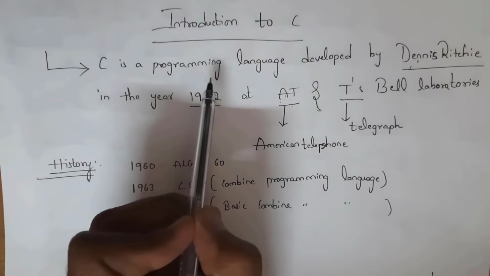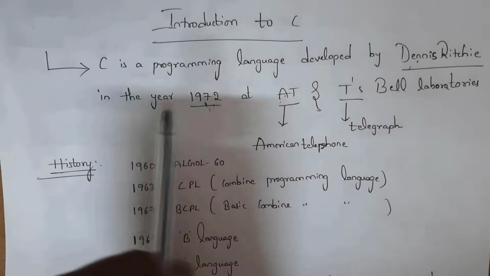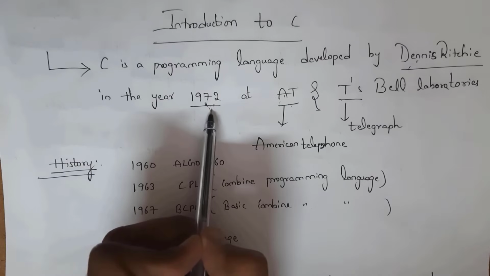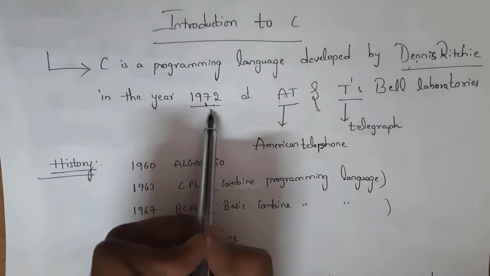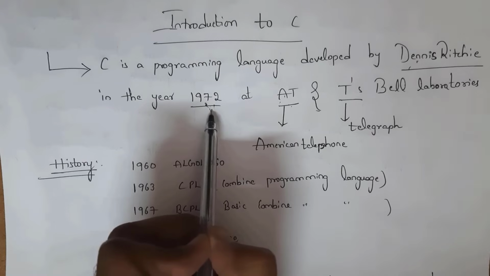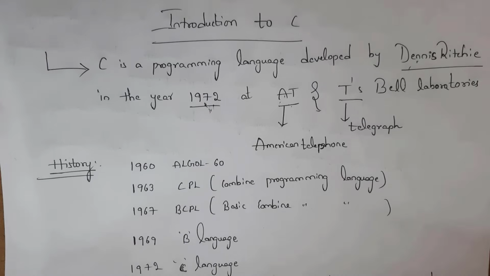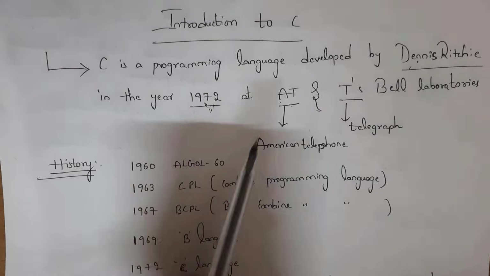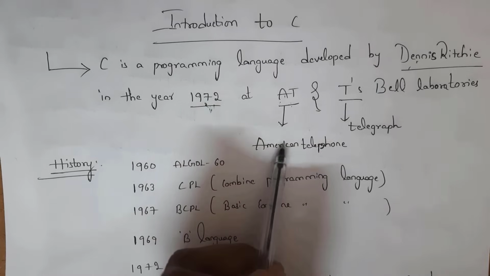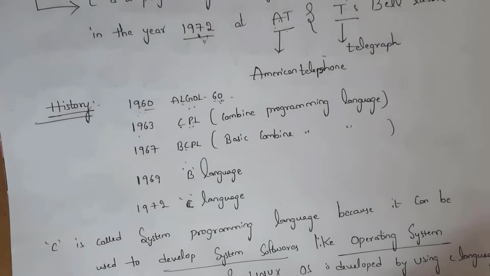C is a programming language developed by Dennis Ritchie in the year 1972. He is one of the famous computer scientists. He developed C language in the year 1972 at AT&T Bell Laboratories. This AT&T Bell Laboratories is one of the famous laboratories located in USA, where AT stands for American Telephone and T stands for Telegraph.